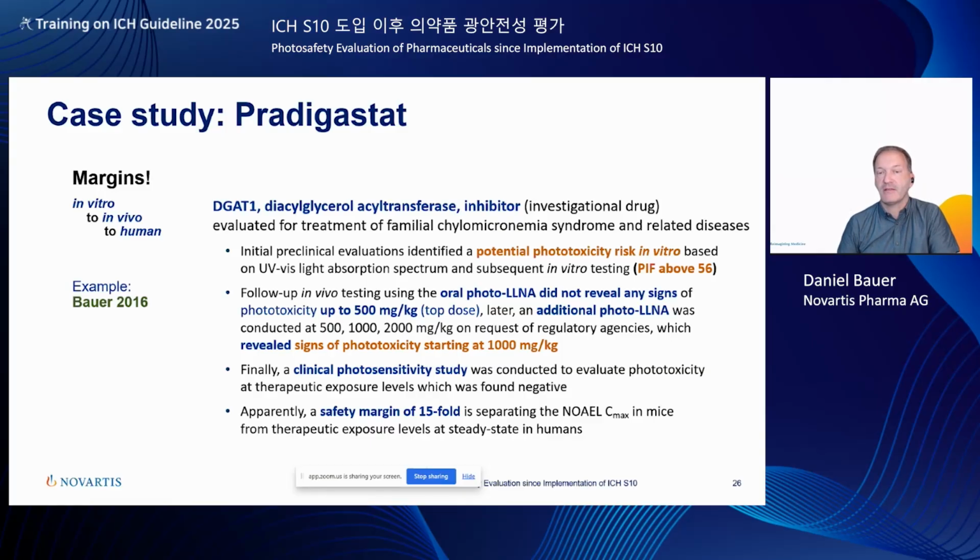This was the dose level in animals which was negative, and we had a related Cmax from this NOAEL. And in the end, we were requested in those days to run a clinical photosensitivity study to really confirm this margin is sufficient. And the clinical study was negative. So the clinical study actually confirmed that it's negative in patients. And a 50-fold margin is sufficient here to argue that no label is needed.